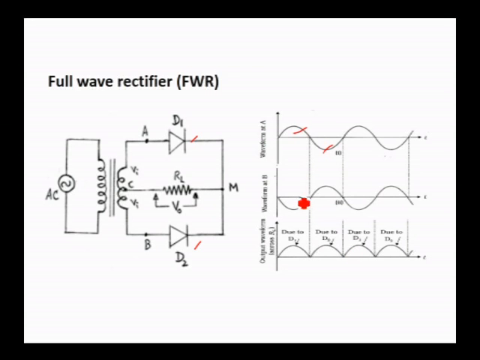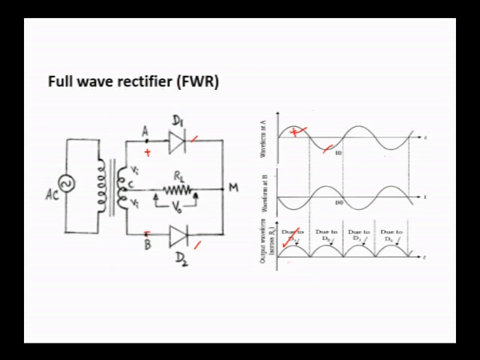During the input AC positive part, you can see A will be at a positive potential with respect to center tap C, and B will be at a negative potential. So diode D2 is reverse biased, it does not conduct. D1 is forward biased, it will conduct. So when D1 conducts, you realize an output voltage here as shown in the waveform diagram.